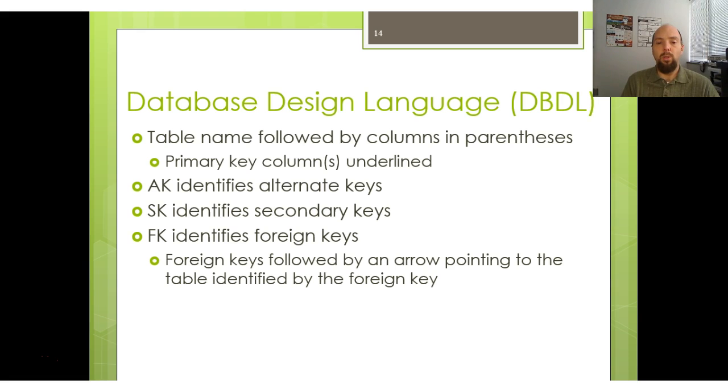So we're going to use a pure text system called DBDL, Database Design Language. And what we're going to do is still list everything just like we did in standard notation. We list the name of the table, and then in parentheses we put all of the attributes. But instead of underlining the primary key, we're going to list it underneath as 2 letters. We'll call it a PK. And then we're going to list things like our alternate keys, if we have any, secondary keys, foreign keys, and so forth. And then we can list where these point to also.